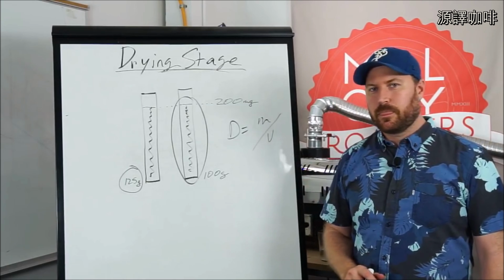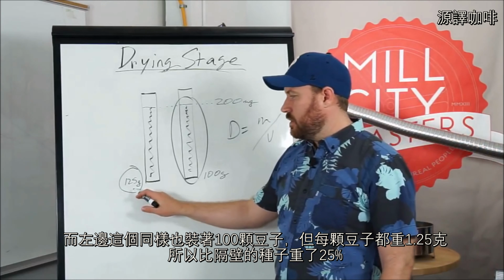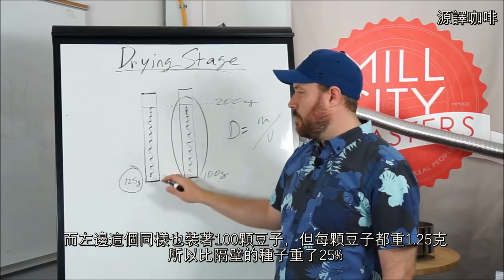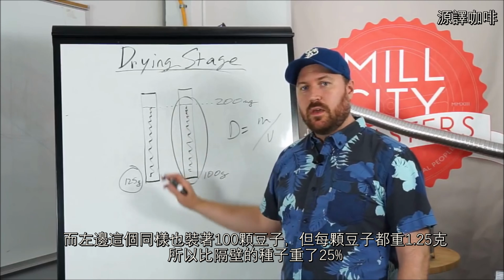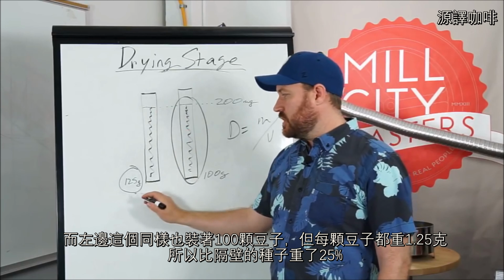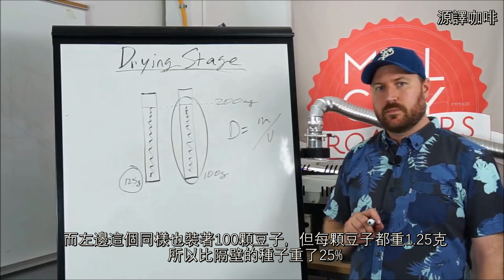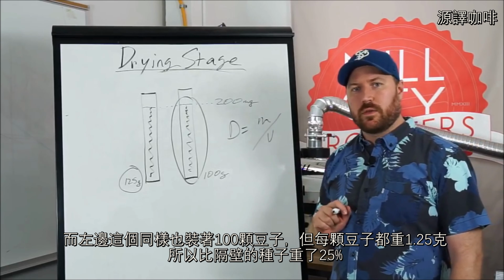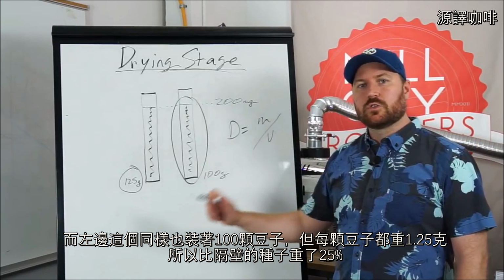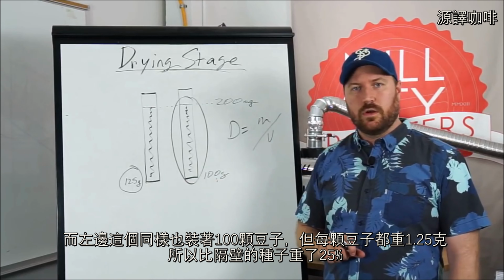Following? That would mean that for the same amount of space, there would be 100 seeds filling this, but each seed would have to weigh 1.25 grams. 1.25 grams, okay? So 25% more than the sister seed over here.